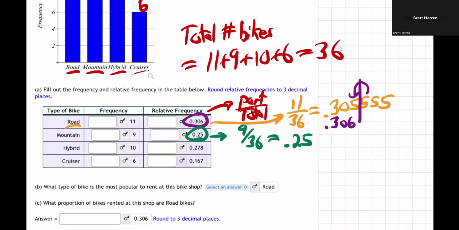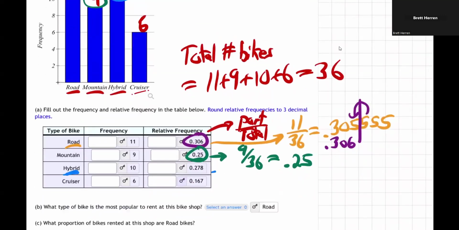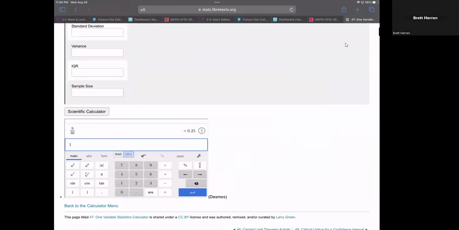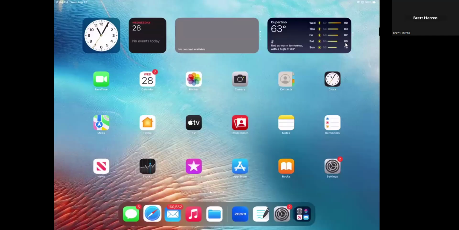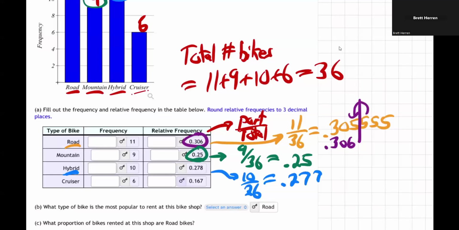Okay, the next one is hybrid. And hybrid is up here at 10. So that's going to be 10 out of 36. So we go to our calculator, 10 out of 36, there we go. And that's 0.2 with a bunch of 7s. And again, it says round to 3. So go 1, 2, 3. That 7 is 5 or more, so round up. 0.278. That's how they get that.